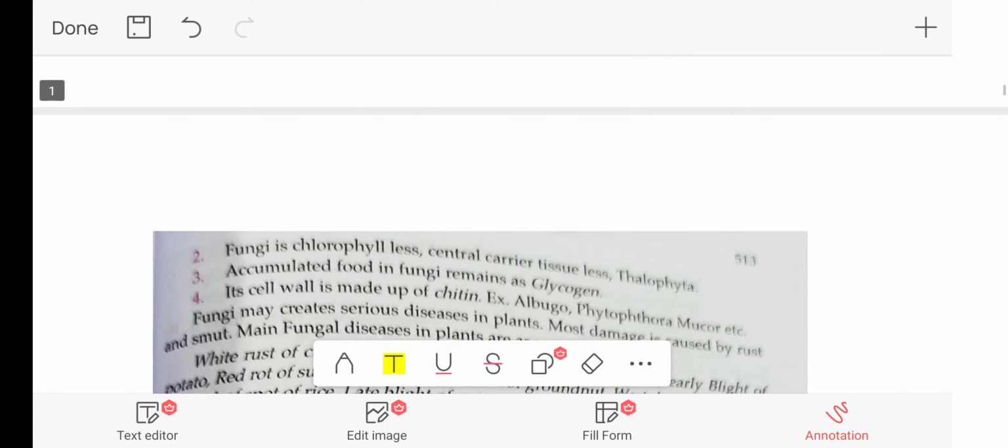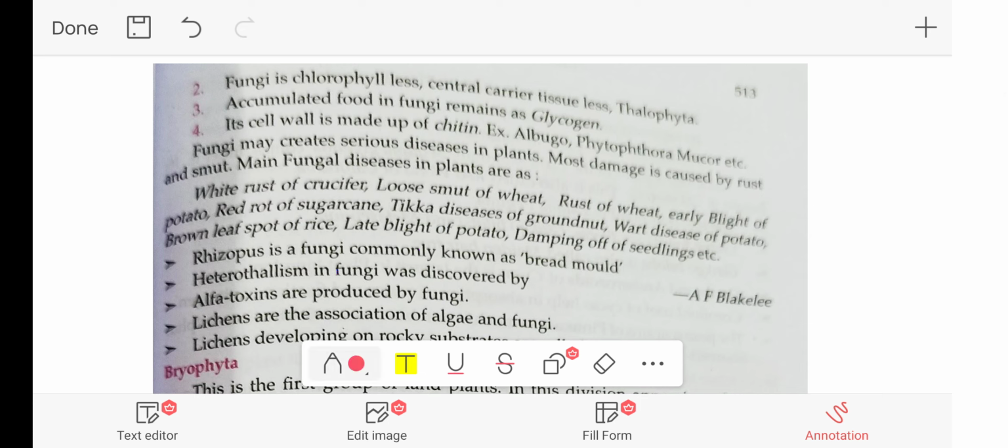Fungi are chlorophyll-less, conducting tissue-less thallophyta. Accumulated food in fungi remains as glycogen. The fungal cell wall is made up of chitin. Examples: Albugo, Phytophthora, Mucor, etc. Fungi may create serious diseases in plants. Most damage is caused by rust and smut.